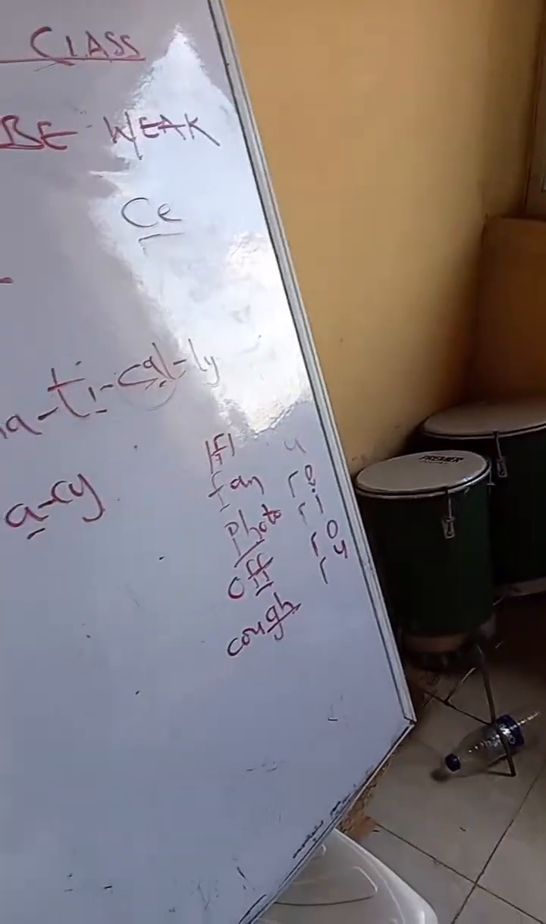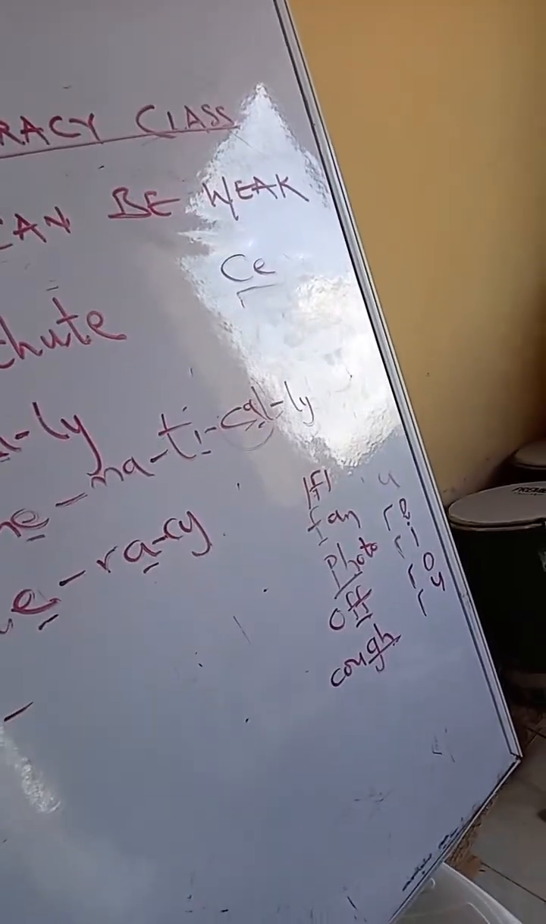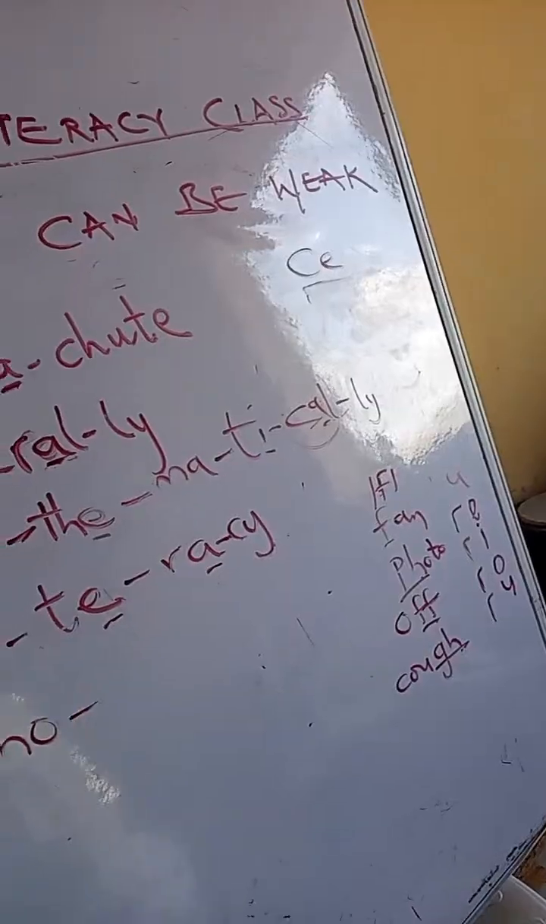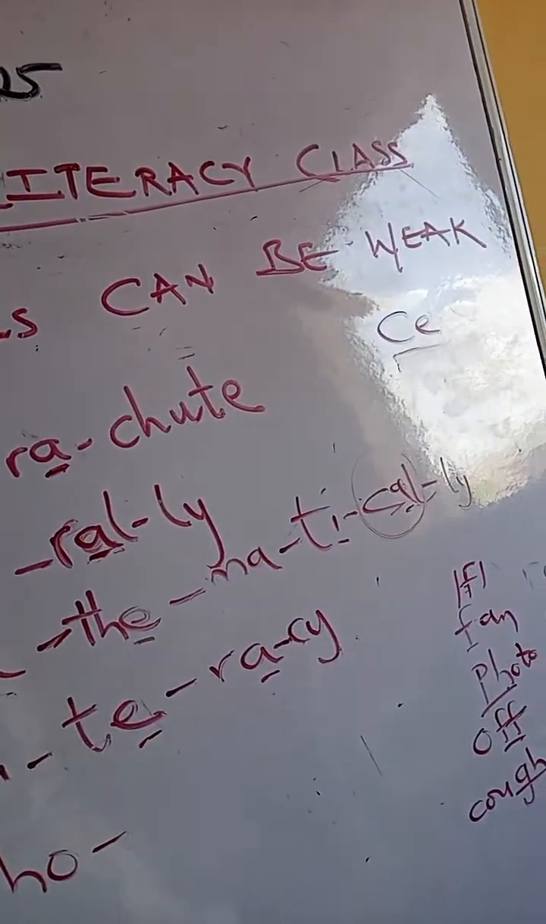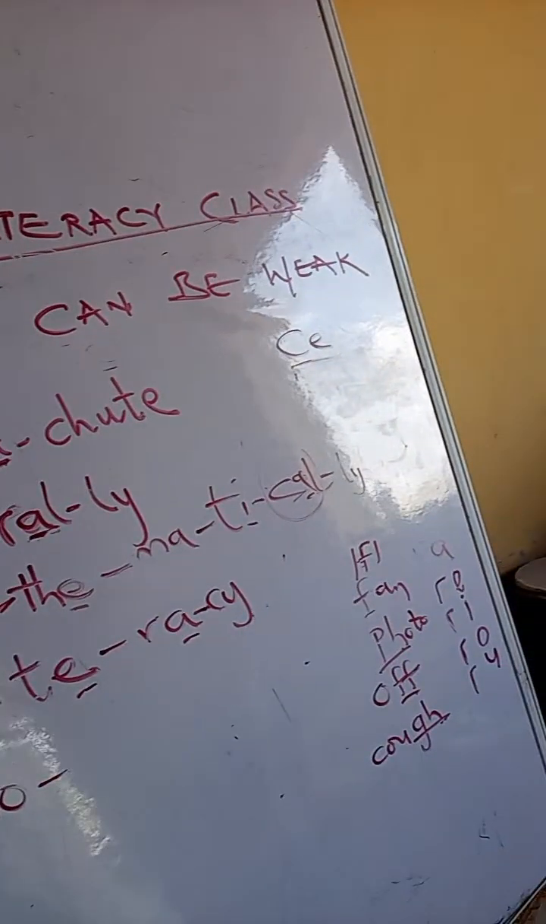You will tell me it is weak. Don't call it silent. Vowels cannot be silent. Vowels can only be weak. Do you keep this in mind now? Remember what I just said: vowels cannot be silent, vowels can only be weak. Only consonants are silent in words. If it is a vowel you're talking about, you say it is weak.